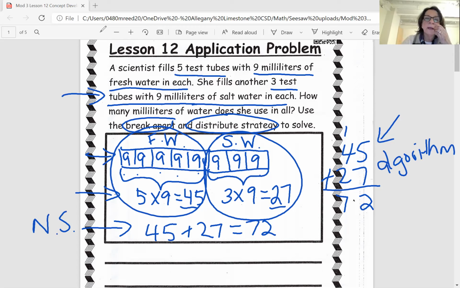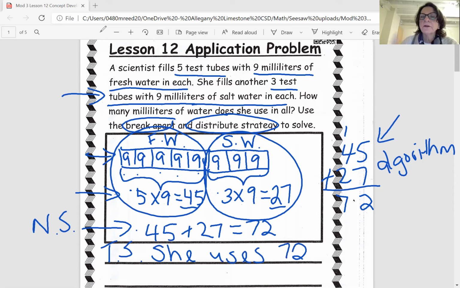All right, we read the problem, we underlined our knowns, we drew an awesome picture. We wrote 1, 2, 3 number sentences because it was kind of a 3-step problem. Last but not least, we need that's right, a target sentence. So the target sentence answers the question being asked. How many milliliters of water does she use in all? I'm going to put my TS here to remind myself this is my target sentence. We're going to write she uses, and we got our answer 72.